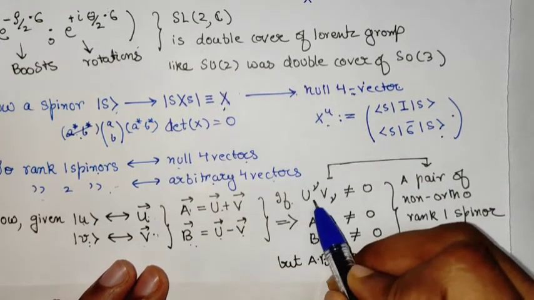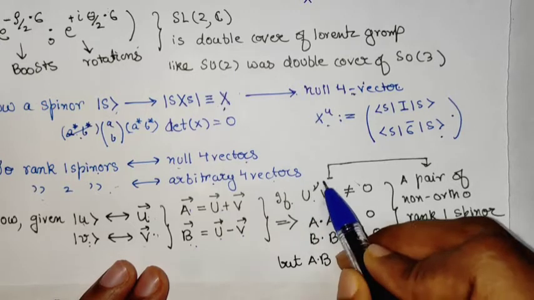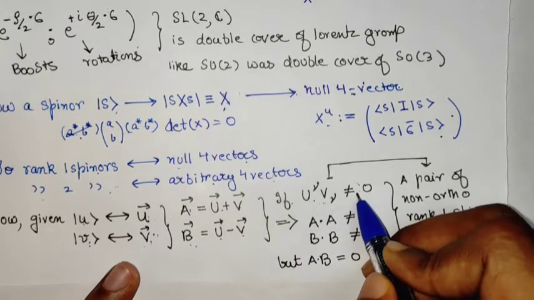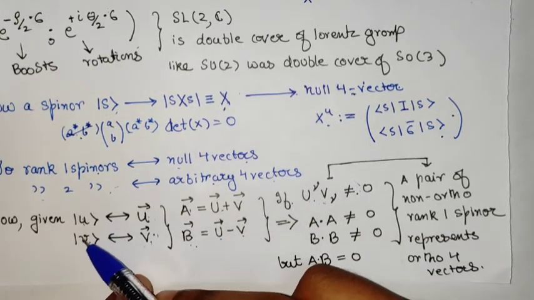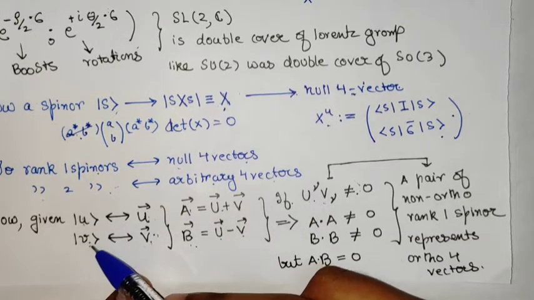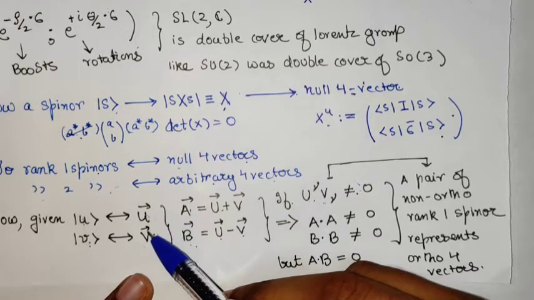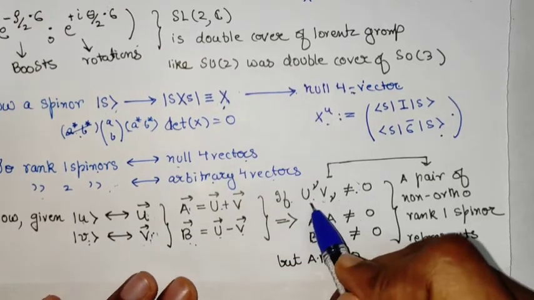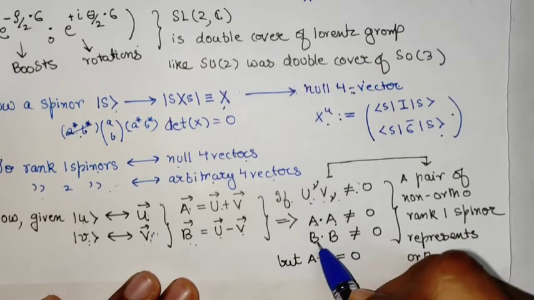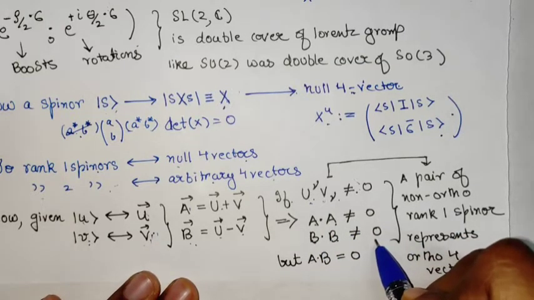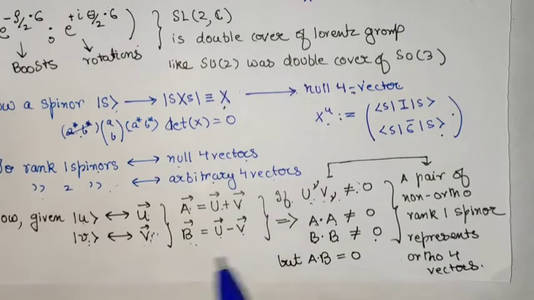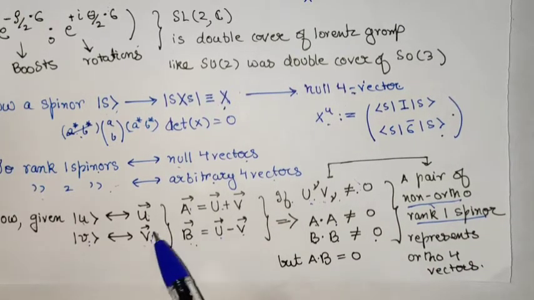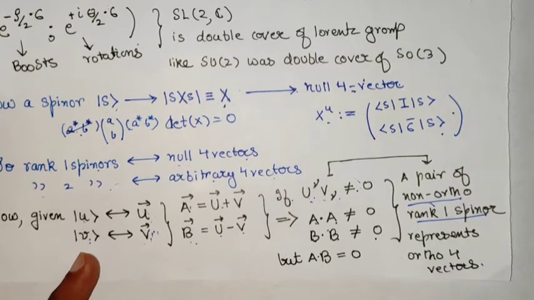But now if this particular condition, that is the dot product of u and v, is not equal to 0, in other words these spinners are non-orthonormal spinners because these 4 vectors are non-orthogonal, then what this will mean is that a dot a and b dot b will be non-zero. In other words, we can use a pair of non-orthogonal rank 1 spinners to represent orthogonal 4 vectors.